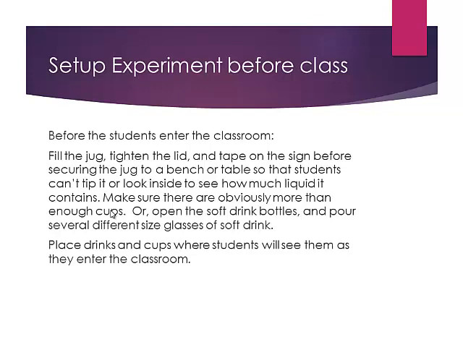So, set up the experiment. Before the students enter the classroom, fill the jug, tighten the lid, and tape on the sign before securing the jug, so that the students can't look inside to see how much it has. So the overall amount is not known. Make sure there are obviously more than enough cups. Or open the soft drink bottles and pour it into several different glasses of different sizes. Place the drinks in cups where the students will see them as they enter the classroom. If the students are coming in and hesitating, encourage them to take them, so that the game starts.